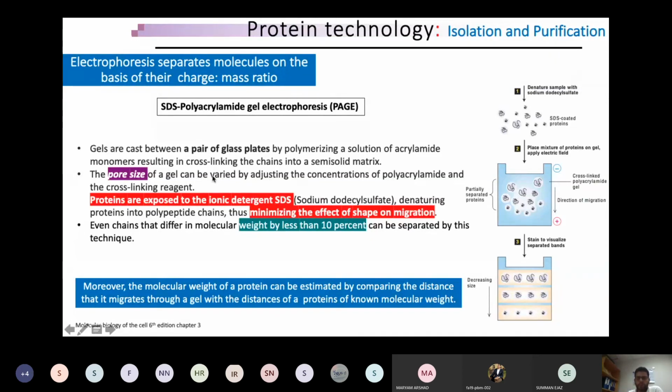The pore size of this gel is important because it will decide how quickly the proteins will move. So if the pore size is bigger, almost no protein will be separated because all the proteins can easily pass through this big hole.